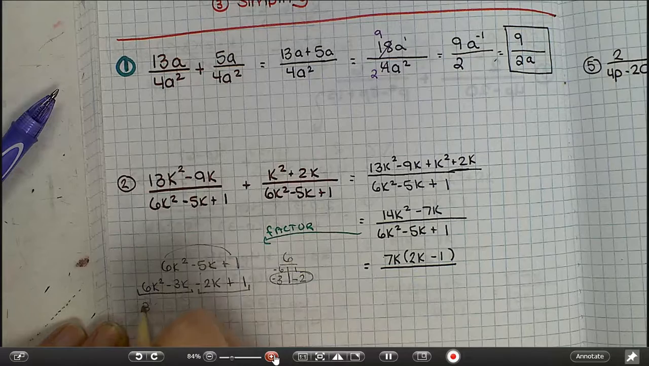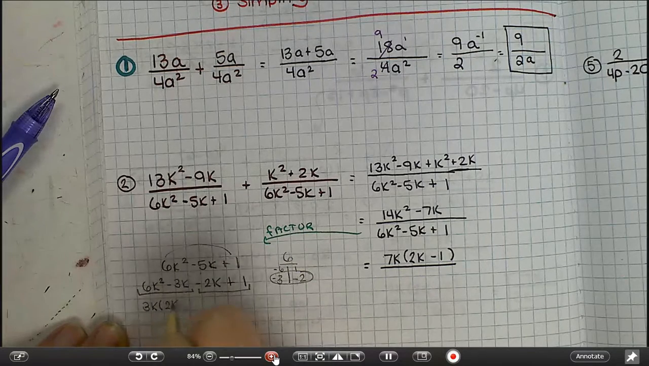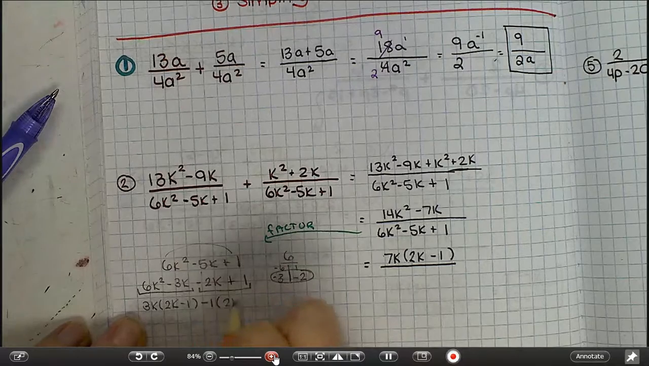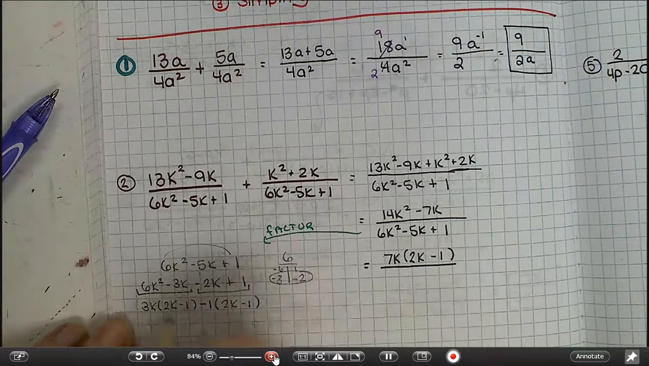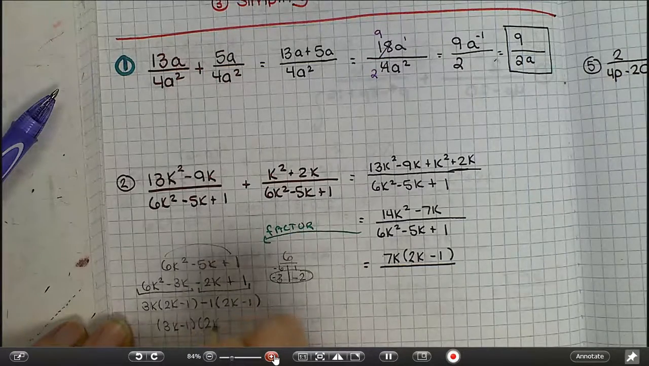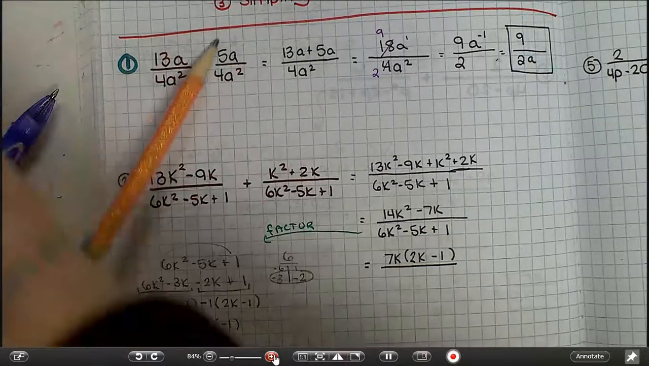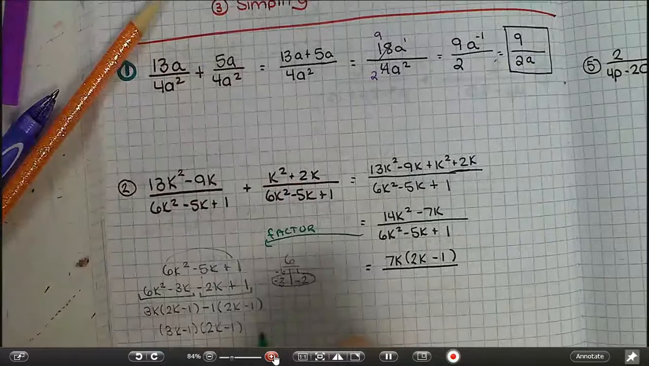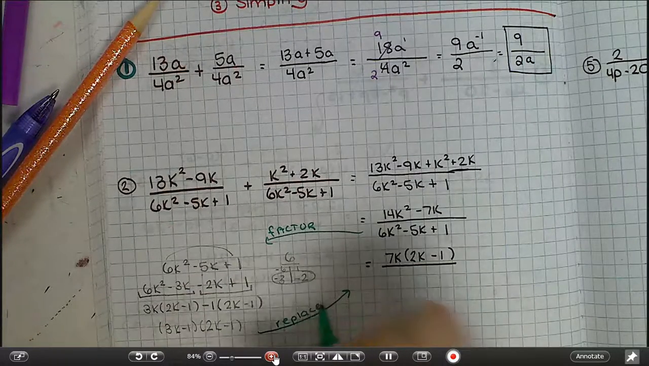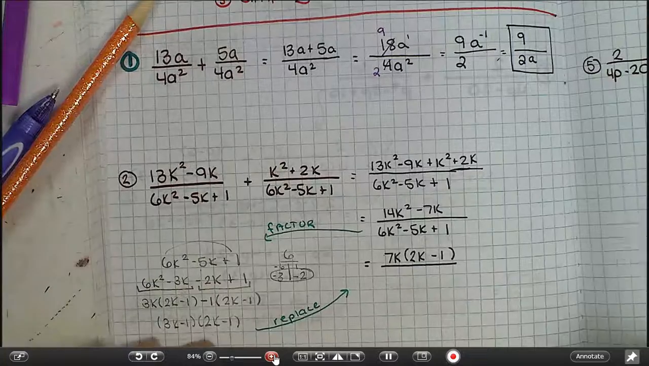I'm going to take a 3k out, leaving 2k minus 1. And here I'm going to take a negative 1 and have 2k minus 1. So we have 3k minus 1 times 2k minus 1. And now I'm going to put that back in here. It's just nice to have some space to do work.